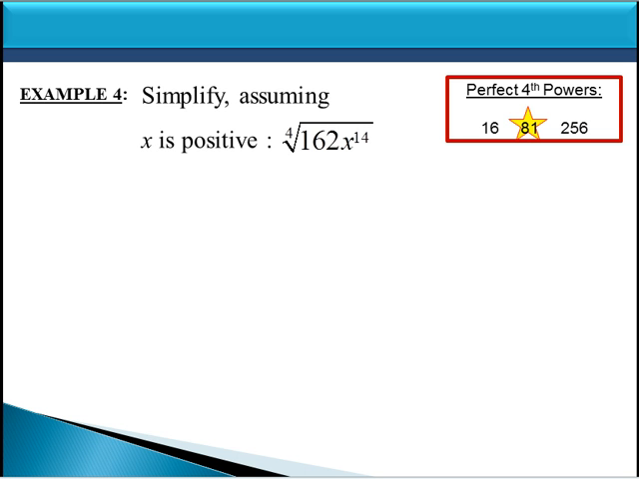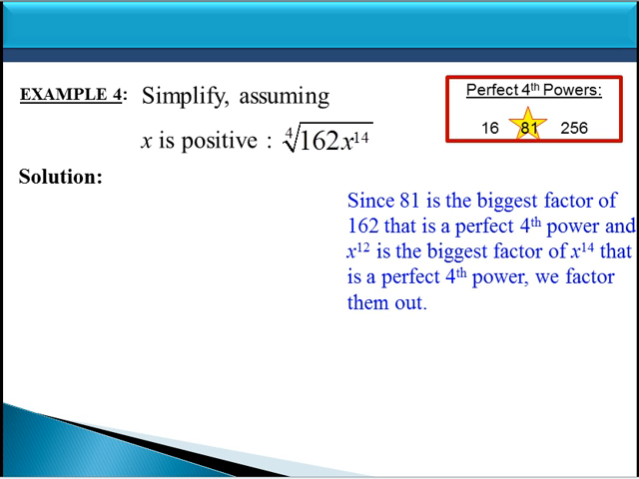But also when you look at the x, remember we want a perfect 4th power of x that we can factor out of here. So 14, of course, is not divisible by 4, so it's not a perfect 4th power. However, we want the largest perfect 4th power. So if you think about it, we want an exponent that's less than 14, but a multiple of 4. So the next multiple of 4 that's less than 14 would be 12. So x to the 12th would be a perfect 4th power that is a factor of x to the 14th.